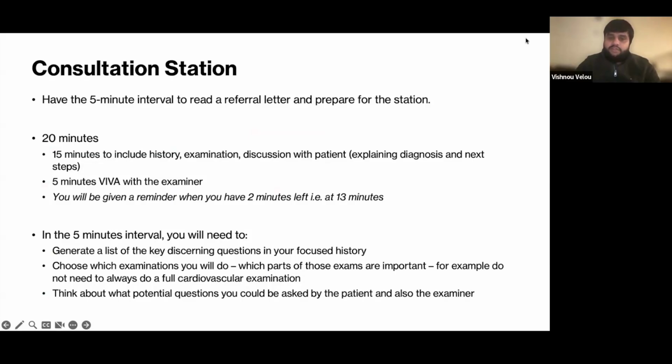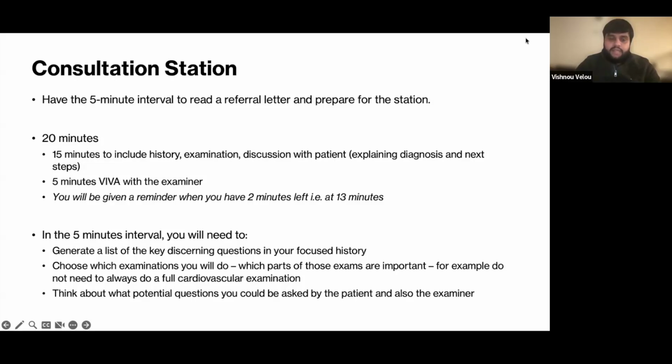The last 5 minutes is a viva. It's about summarizing the case, talking about differentials and your approaches, and usually an opportunity, in case you missed any marks or points in the earlier 15 minutes, to get those points. Just as an FYI, you will get a reminder at 13 minutes, when you have 2 minutes left of the 15 minutes.